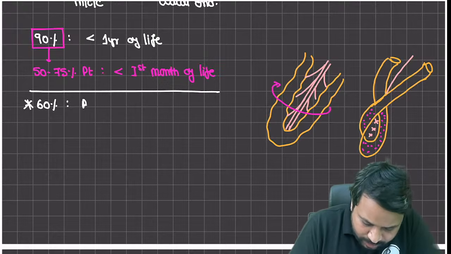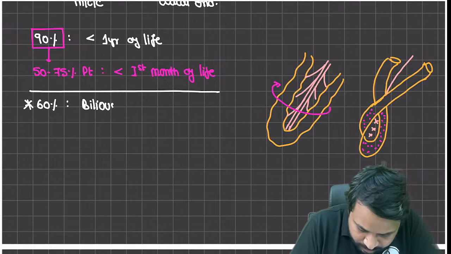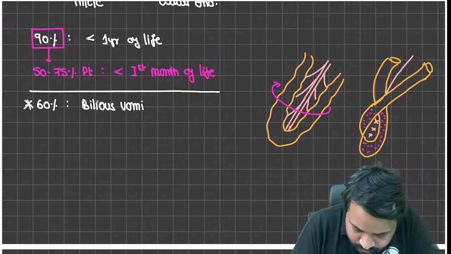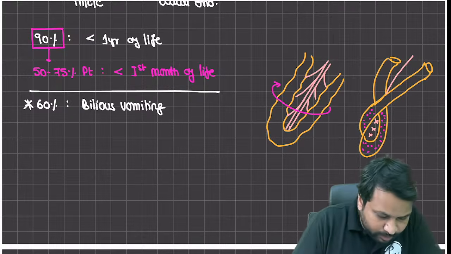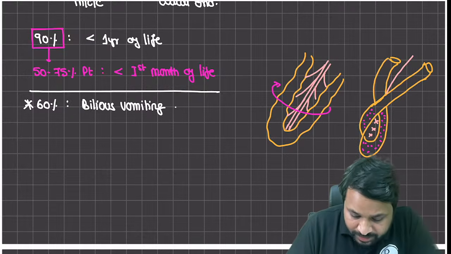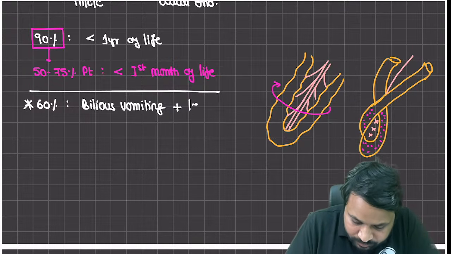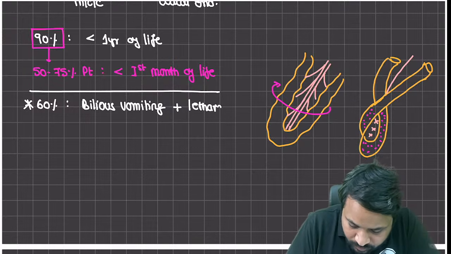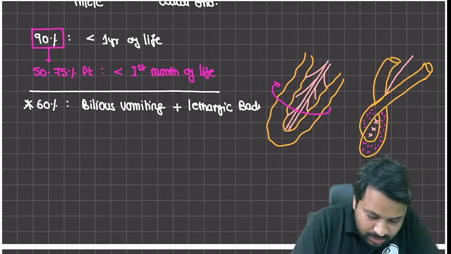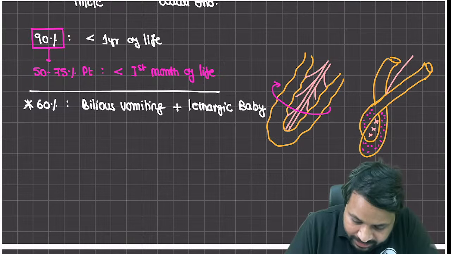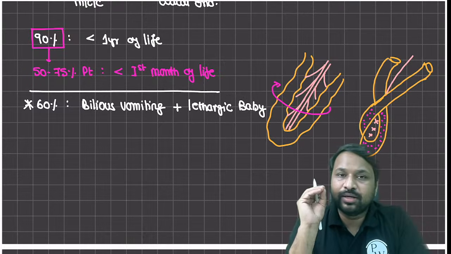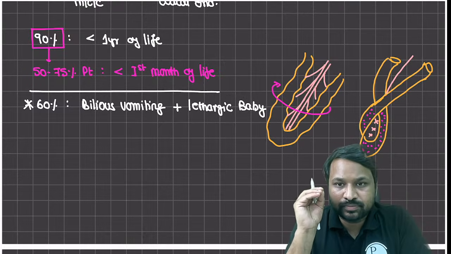So they will present to you with bilious vomiting. Now, bilious vomiting with a lethargic baby is the telltale sign that the baby is having midgut volvulus. Okay.